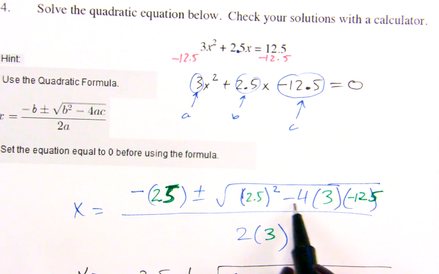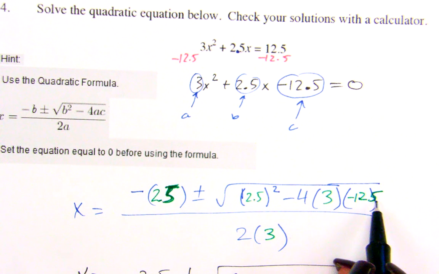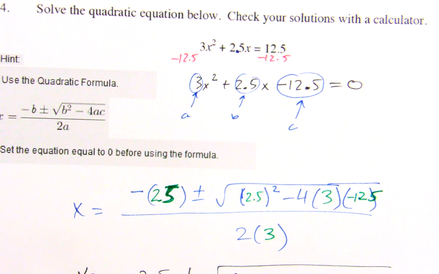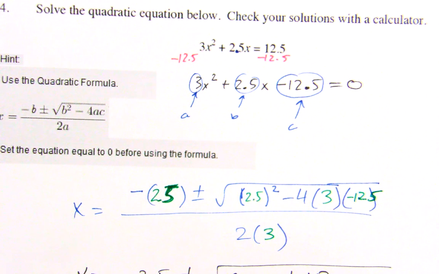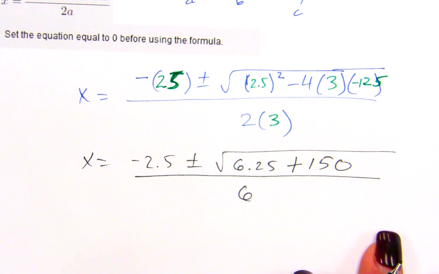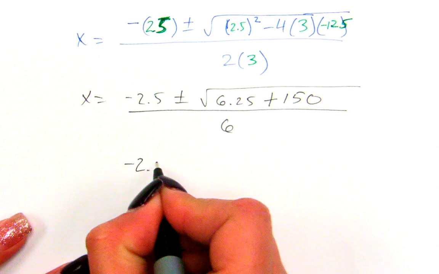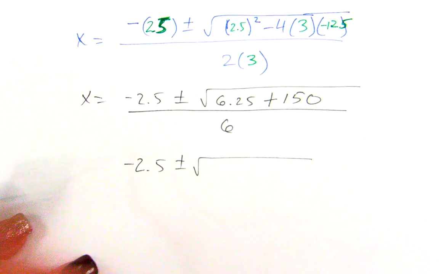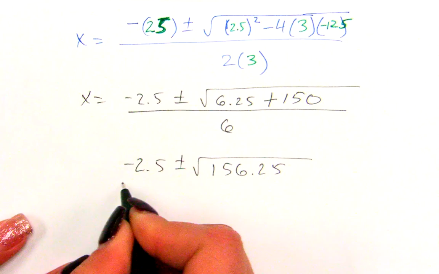6.25. Negative 4 times 3 is negative 12. Negative 12 times negative 12.5. It should give you a positive. What are we at? A positive 150? Oh, I guess so. 150 all over 6. 2 times 3 is just 6. Sorry. And then you need 2 answers, right? As far as we know. So negative 2.5 plus or minus the square root of 6.25 plus 150. Wow, I can't believe I did that on the calculator. 156.25 all over 6.